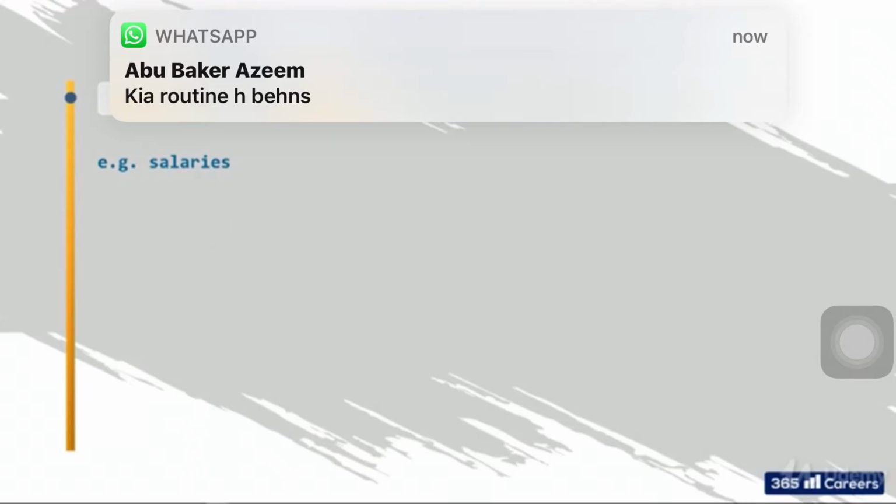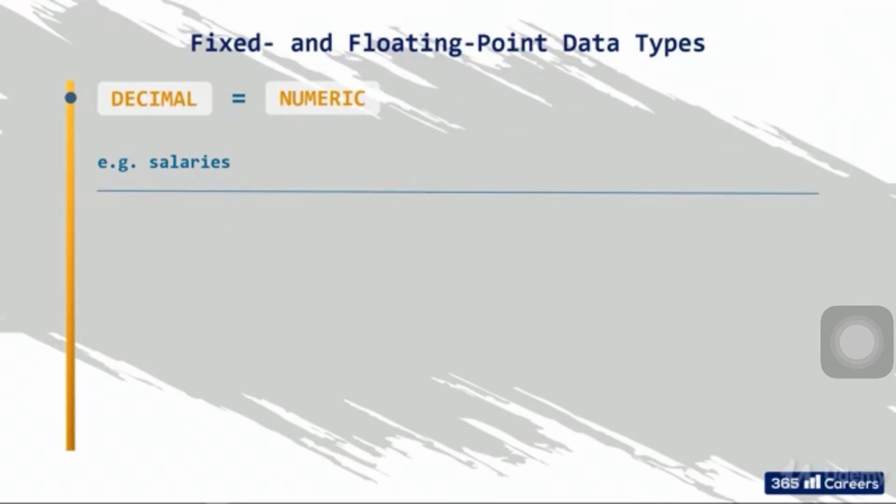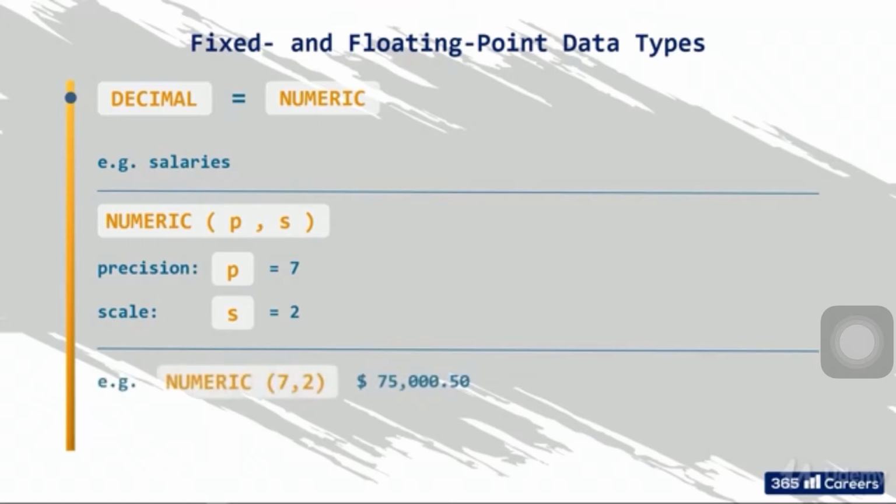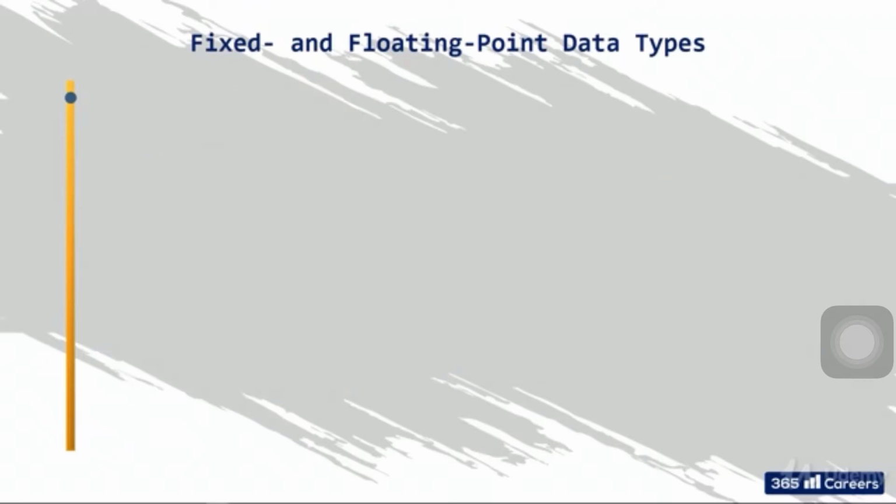This is the perfect moment to abide by the following syntax. Numeric, P, S in parentheses. P stands for precision, the number of digits of any of the values, in our case 7, and S stands for scale, the number of digits after the decimal point. Thus, a salary of $75,000.50 will fit this numeric data type. Awesome! The other important type is the floating point.